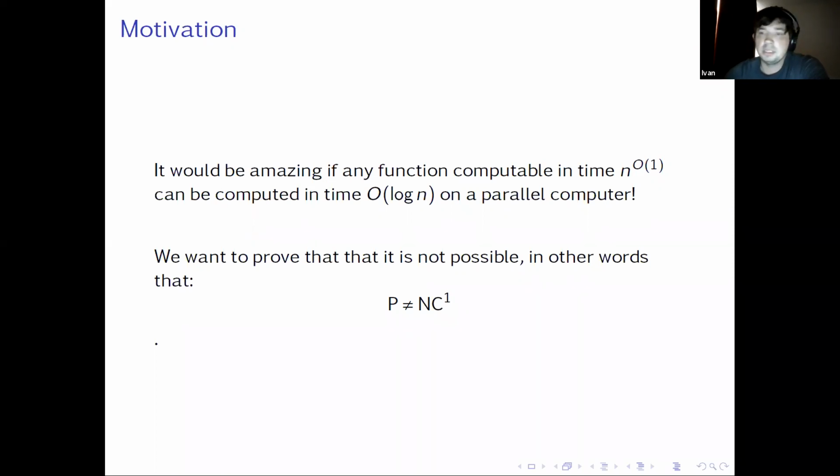Basically, this is the main motivation of this whole line of work: to prove that P is not equal to NC1. That motivated the original definitions and everything after that. So this is the holy grail of this area.